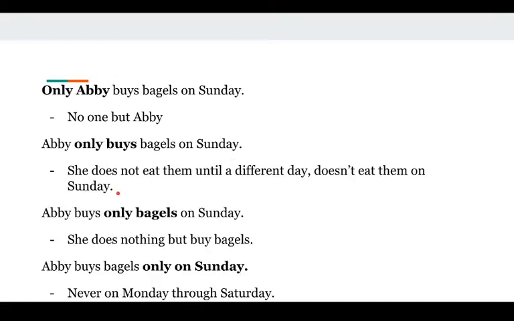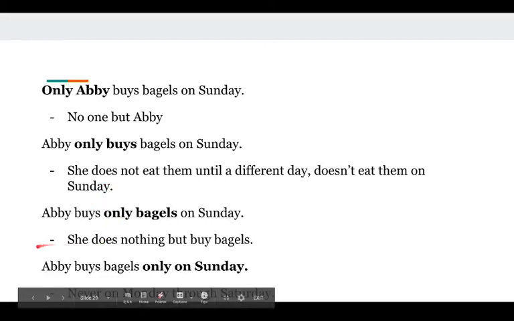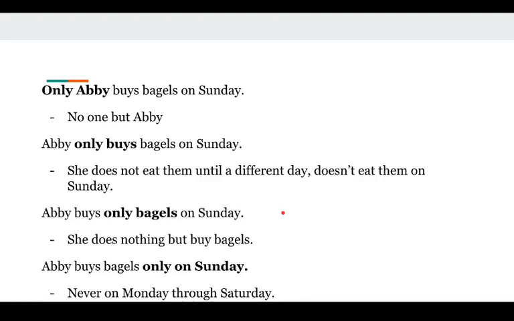If we move "only" to in front of bagels, then we have Abby buys only bagels on Sunday. So she doesn't do anything but buy bagels on Sunday, but that's not important. The thing here is that if we have "only" before bagels, then it's saying Abby buys only bagels on Sunday. And then the last sentence is Abby buys bagels only on Sunday. Sorry, you can't see that, but it means that she only buys bagels on Sunday. She doesn't buy them Monday through Saturday.